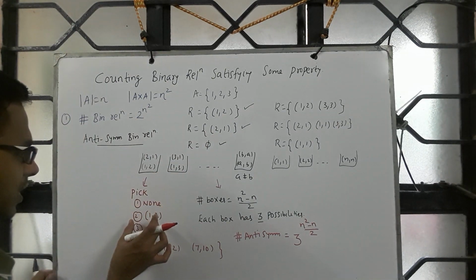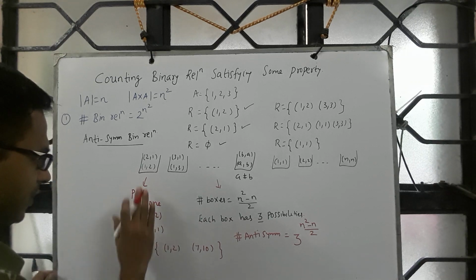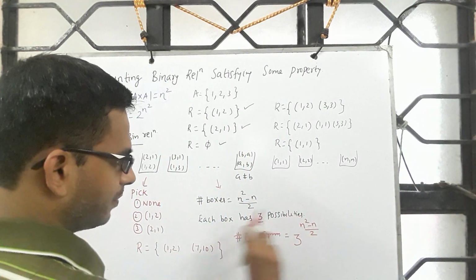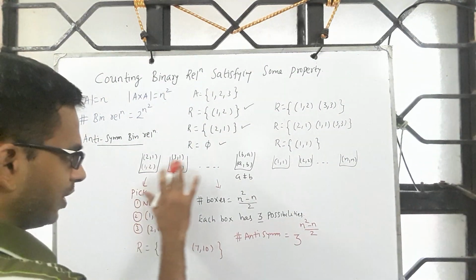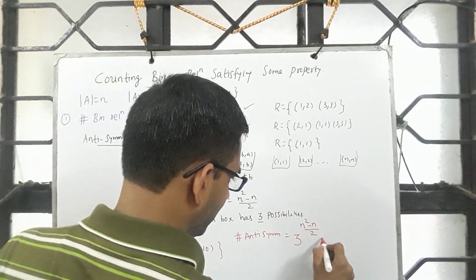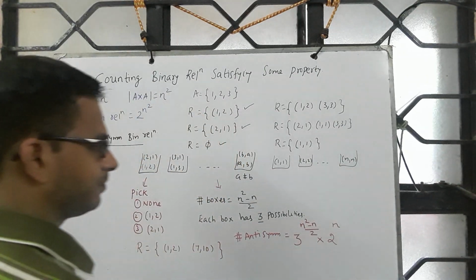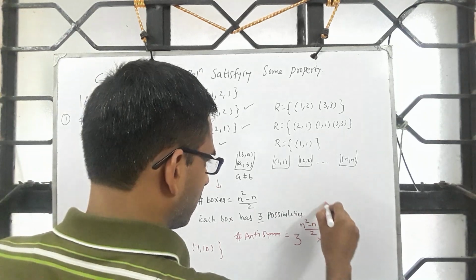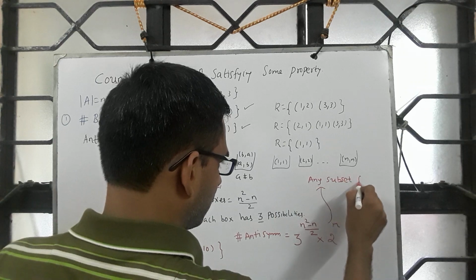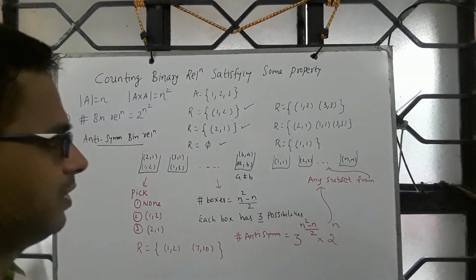From this box you either pick nothing or exactly one of them, (1, 2) or (2, 1). So there are 3 possibilities for this, into 3 into 3 into 3. So you get 3 power (n square minus n) by 2. Along with this subset, you can attach any subset from this, which is 2 power n. So this is for what? Any subset from (1, 1), so on up to (n, n).